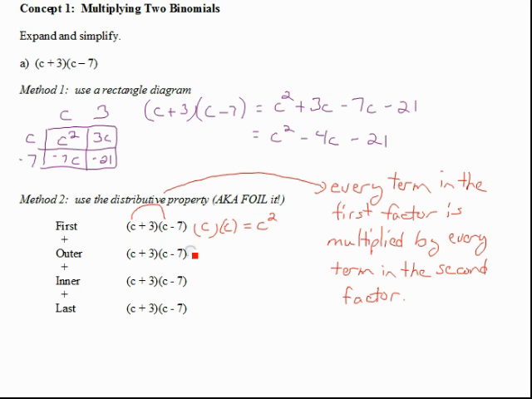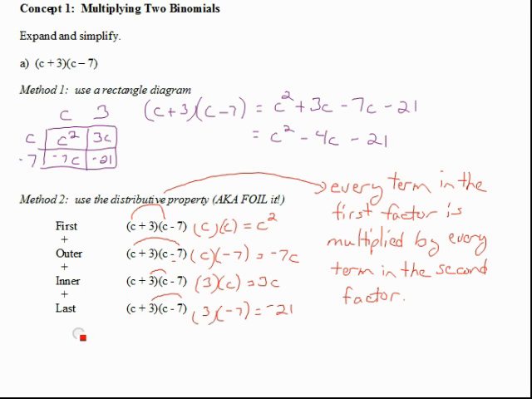Okay, so that was the first, and then we go outer. So we go from the very first one to the very last one. And this is c times negative 7. You need to make sure you take that negative sign with you. So this is negative 7c. And then inner, so this is 3 times c, which is 3c. And last, so the last of the first set and the last of the second factor. So that's 3 times negative 7, which is negative 21.